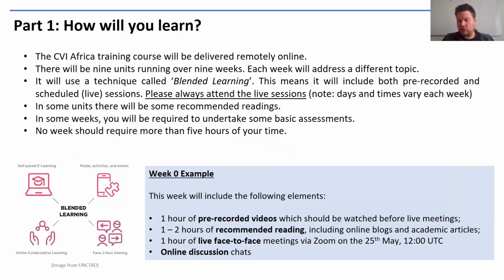So in part 1 then of this training course, how will you actually learn? Well, as we've already discussed, the CVI Africa training course will be delivered remotely. That means that we are not going to have the opportunity to all come together face to face in the same room, at least not for part 1 of this course and probably not for part 2. There will be 9 units in the training course, and these run over 9 weeks. And each week will address a different topic, and we'll explore what those topics are in the next slide.